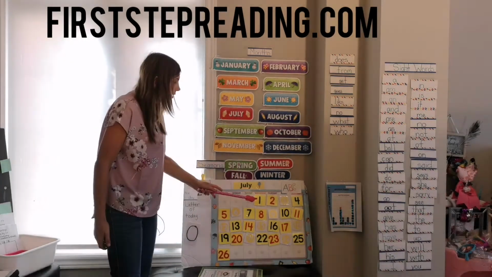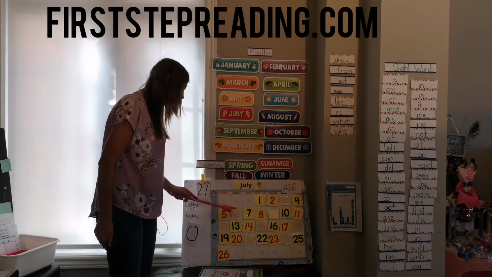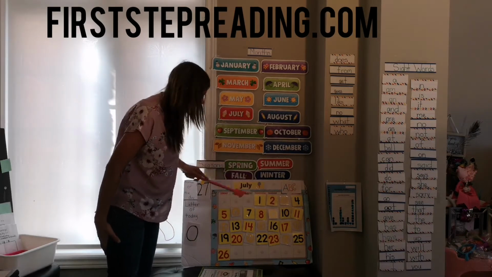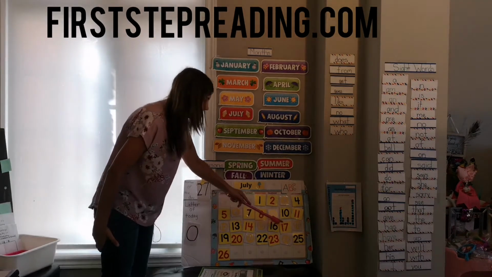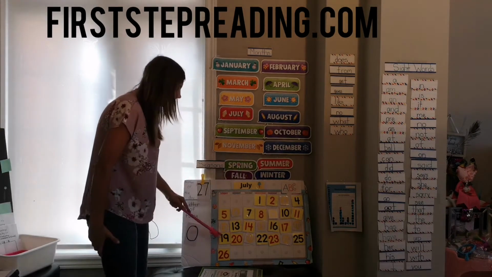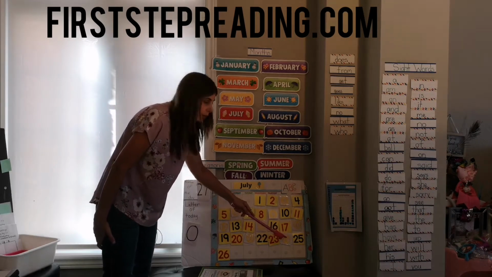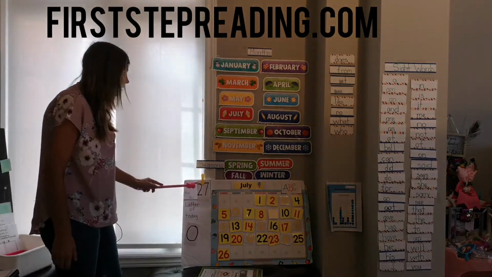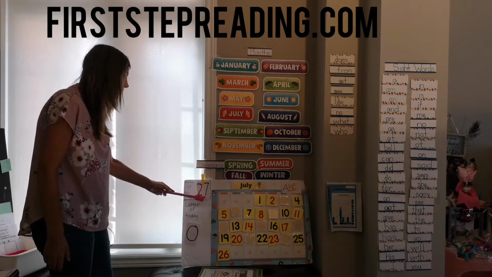Count with me. 1, 2, 3, 4, 5, 6, 7, 8, 9, 10, 11, 12, 13, 14, 15, 16, 17, 18, 19, 20, 21, 22, 23, 24, 25, 26, 27. It's a 2 and a 7 to make 27.